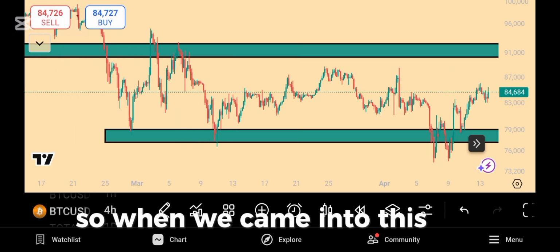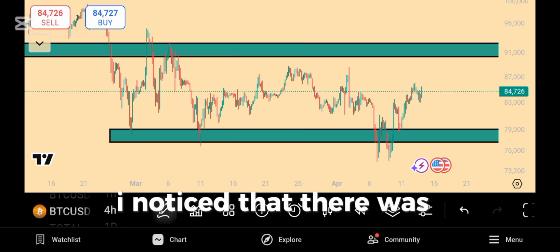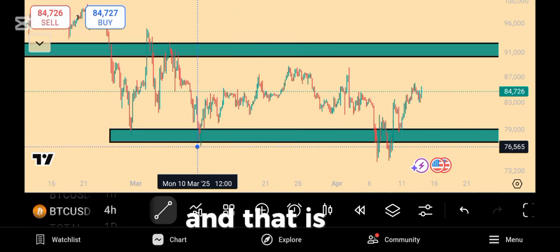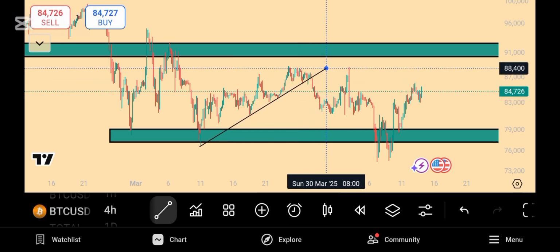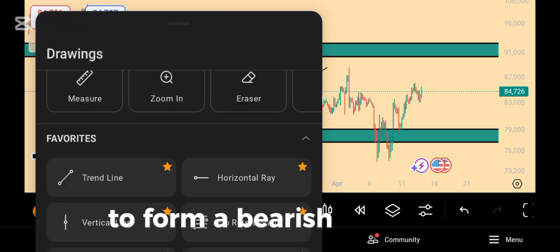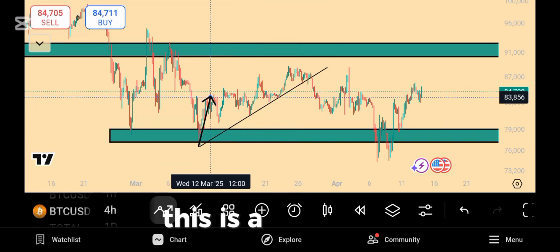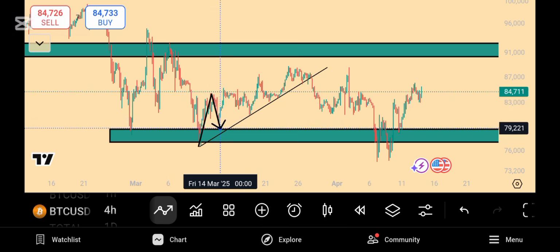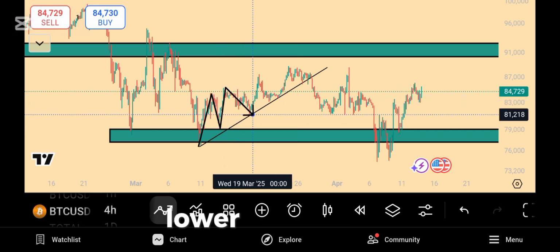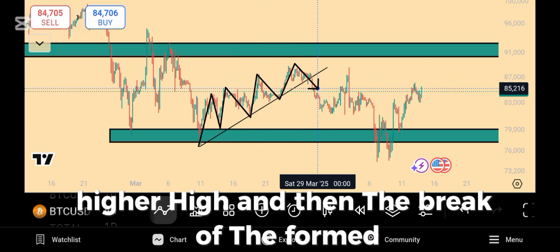So when we came into this zone, when we came into this particular level and started consolidating here, I noticed that there was a formation of a series of higher highs and higher lows, and that is how trend lines are formed. If it's a bearish trend line, it will form with higher lows. If it's a bullish trend line, it comes with lower lows. Look at this, this is a low, this is a lower high, this is a low, this is a higher high, a higher low, higher high, higher low, higher high, and then the break of the formed counter trend line.